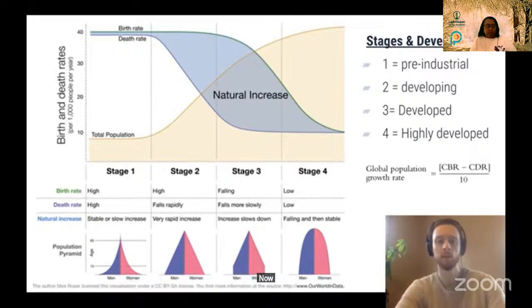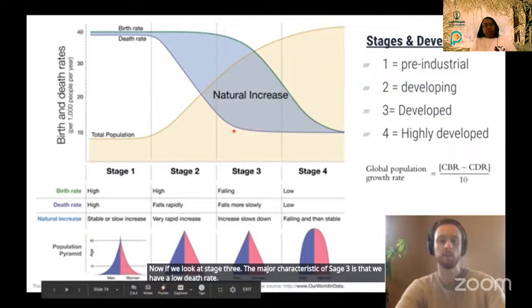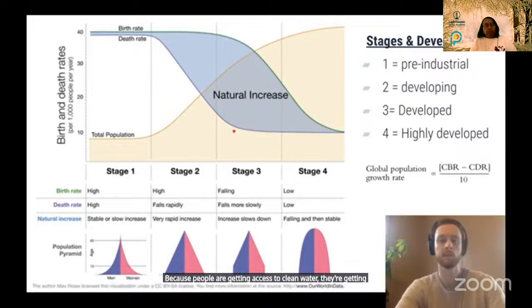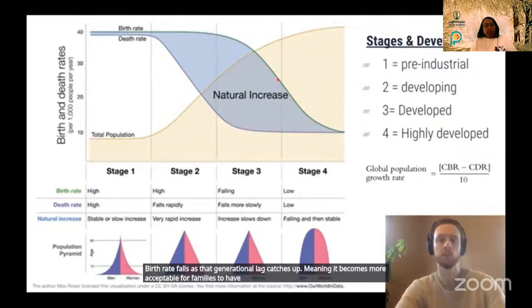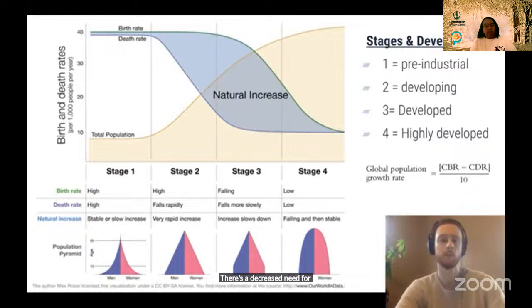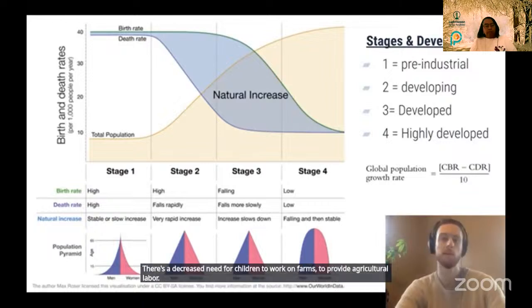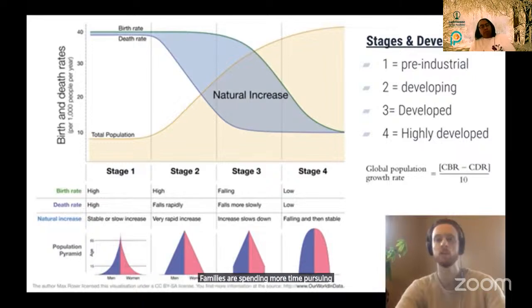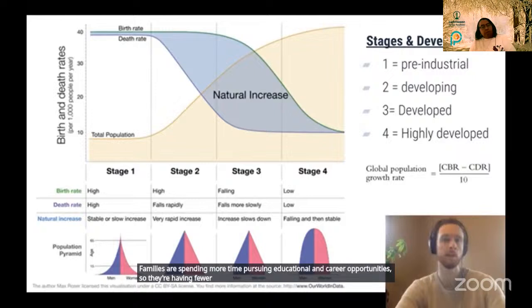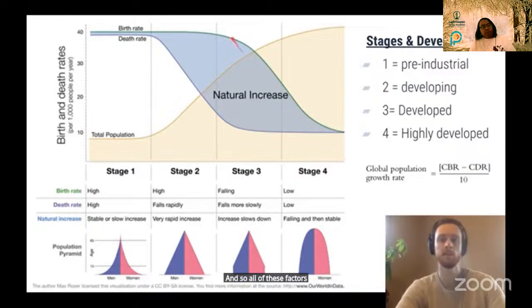Now, if we look at stage 3, the major characteristic of stage 3 is that we have a low death rate because people are getting access to clean water, they're getting access to healthcare and vaccines, but the birth rate starts to fall, and that's the real marker of stage 3 beginning. Birth rate falls as that generational lag catches up, meaning it becomes more acceptable for families to have fewer children. There's a decreased need for children to work on farms, to provide agricultural labor. Families are spending more time pursuing educational and career opportunities, so they're having fewer children, they're getting married later. And so all of these factors lead to this dramatic decline in birth rate.